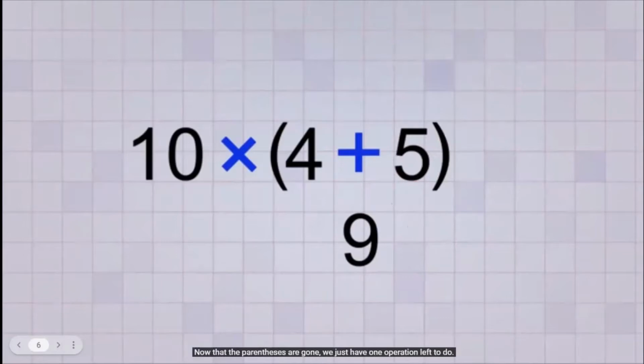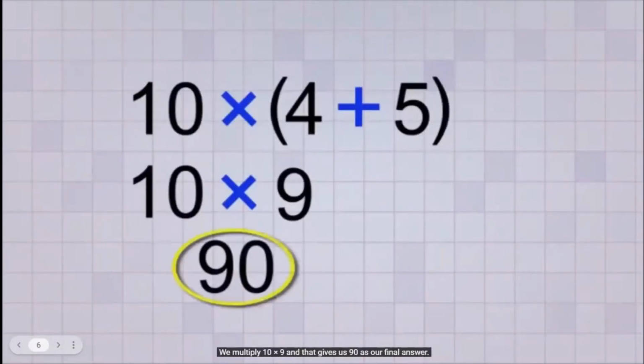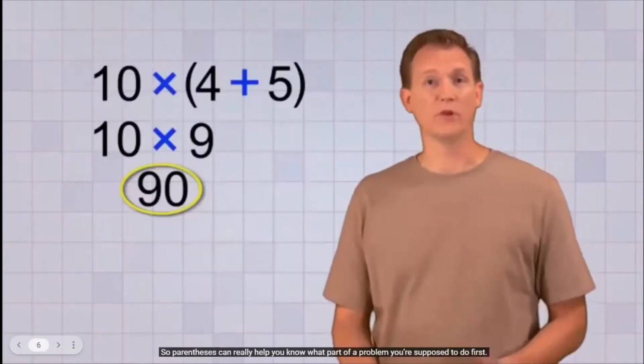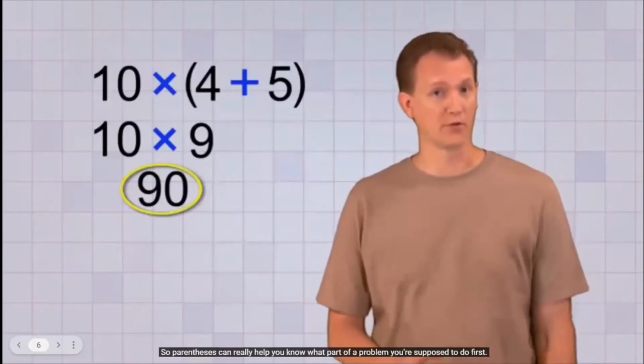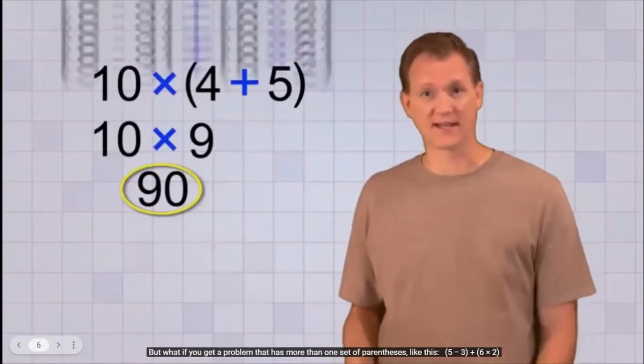Now that the parentheses are gone, we just have one operation left to do. We multiply 10 times 9, and that gives us 90 as our final answer. So parentheses can really help you know what part of a problem you're supposed to do first. But what if you get a problem that has more than one set of parentheses, like this?